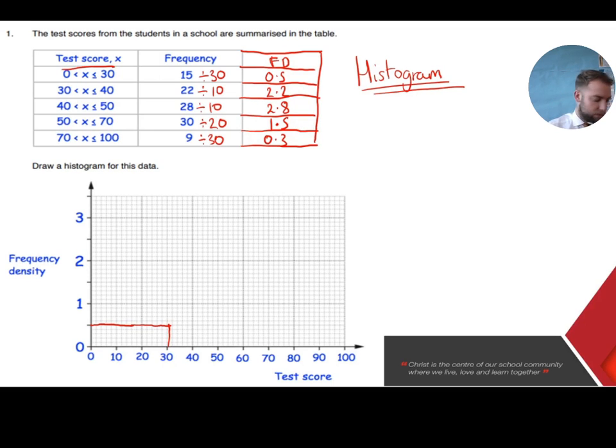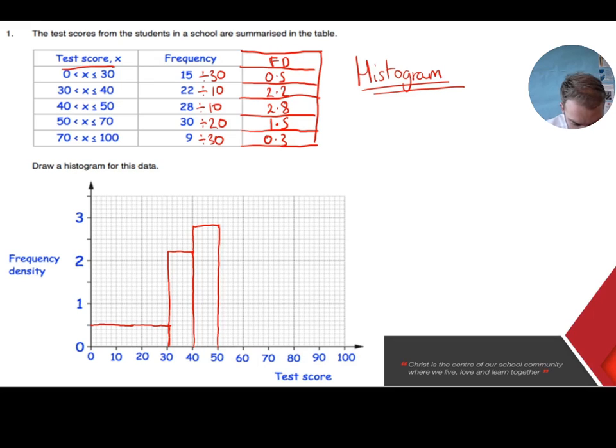The next one, I need to do between 30 and 40 up 2.2. So let's do that one there. Up to 2.2, which is there. And it's between 30 and 40. Yes, brilliant. You make sure you're using a ruler. The next one is between 40 and 50, up 2.8. So 2.8 is going to be there, and that's between 40 and 50.